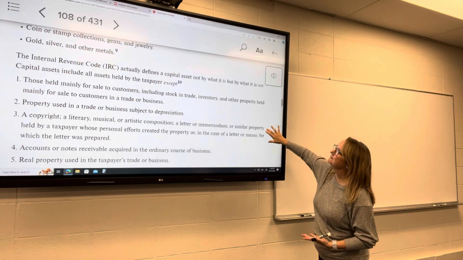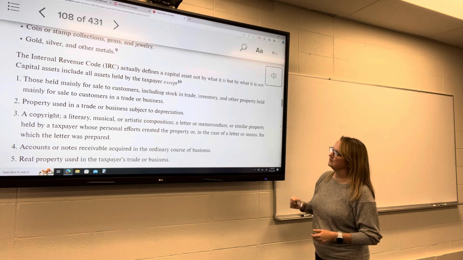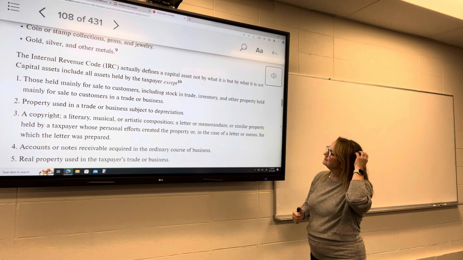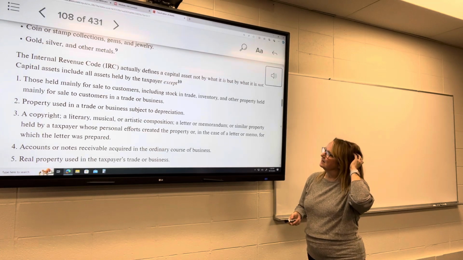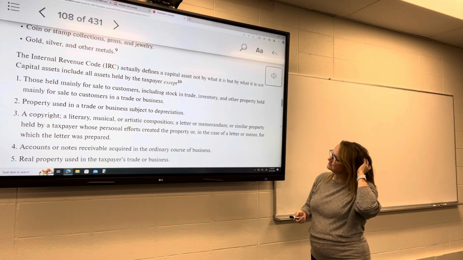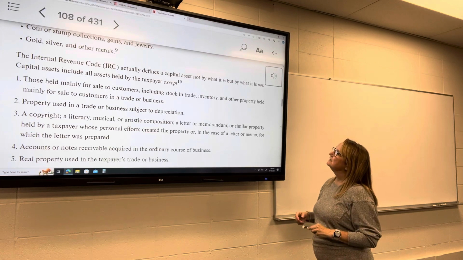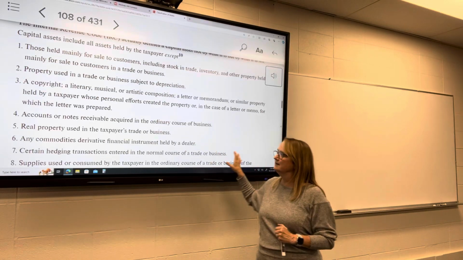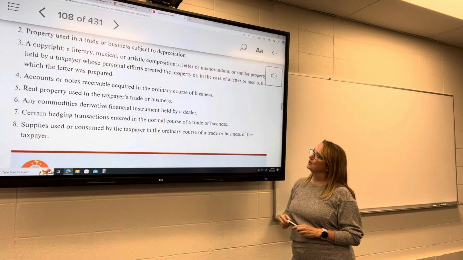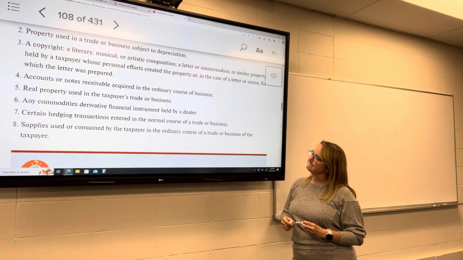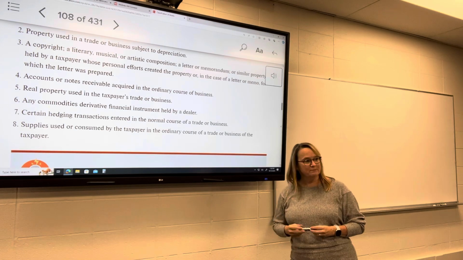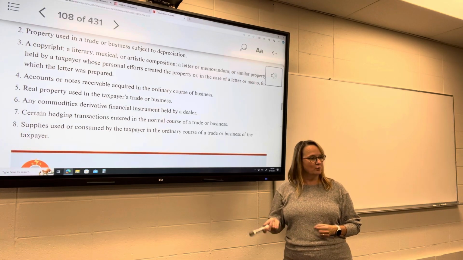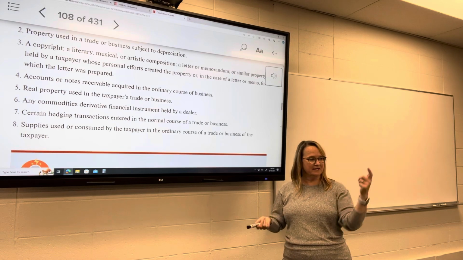It's a future investment. Capital asset really, as far as the IRC is concerned, is more defined by what it isn't. It's not any assets held mainly for sale to customers. It's not property used in a trade or business subject to depreciation. It's not a copyright, not accounts or notes receivable acquired in the ordinary course of business. It could be accounts receivable though if the business purchased somebody else's accounts receivable with the intent of then reselling them and making a profit off of it.